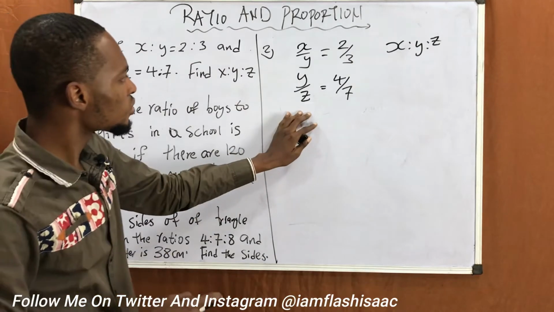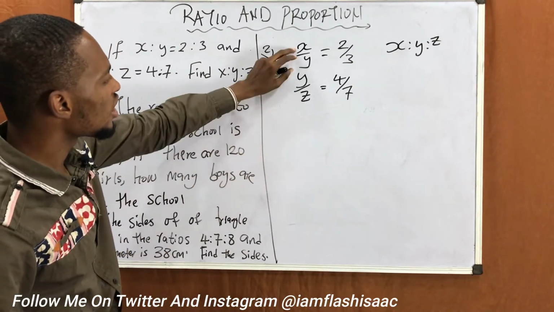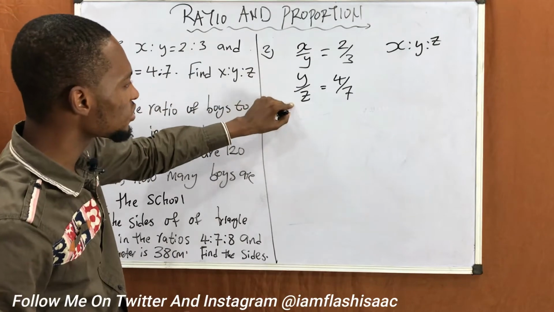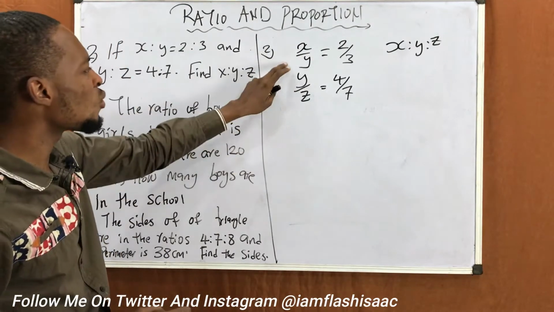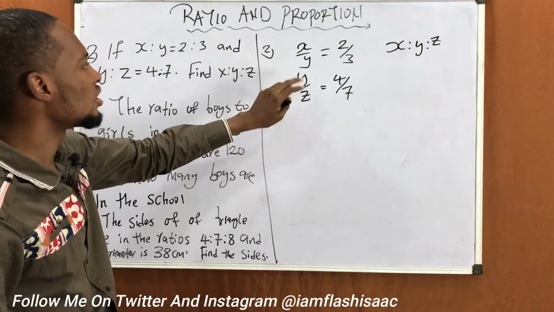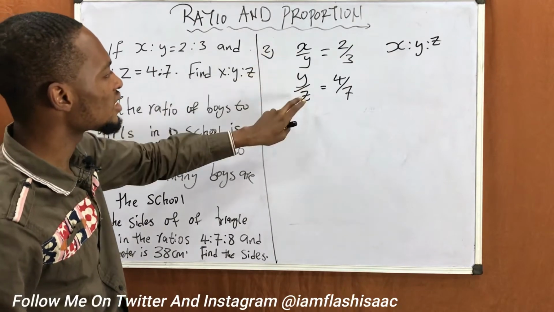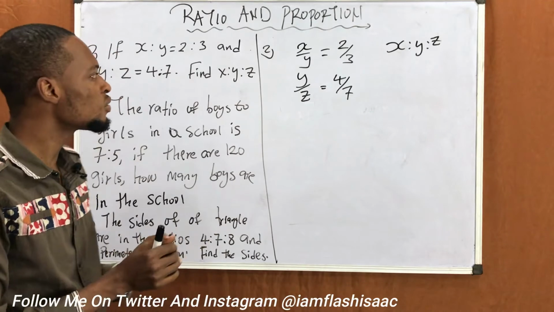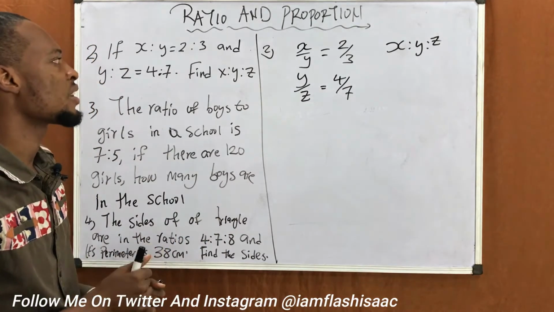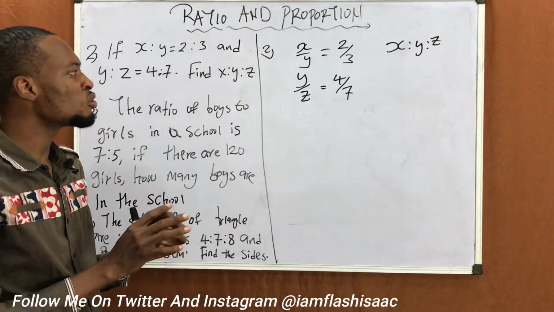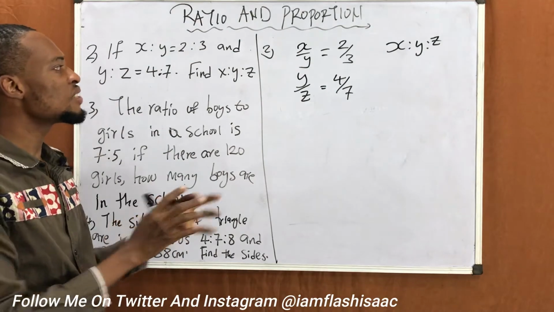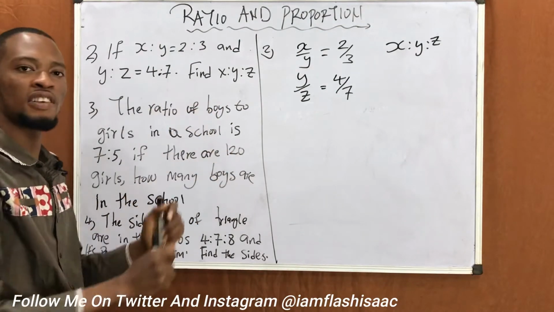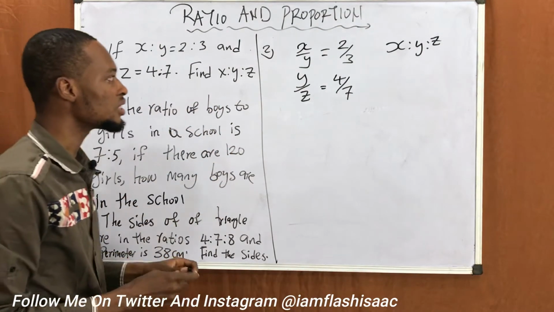So this is what we are told to look for. If you look at this ratio, S:Y, Y:Z, you notice that Y is repeated. So this implies that we can simply look for the value of Y. If we're able to get the value of Y, it will be easy for us to substitute and get other values.